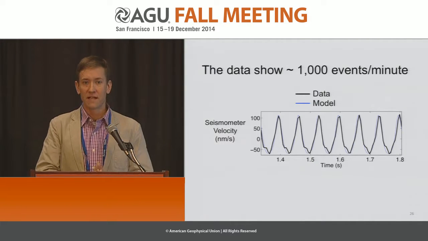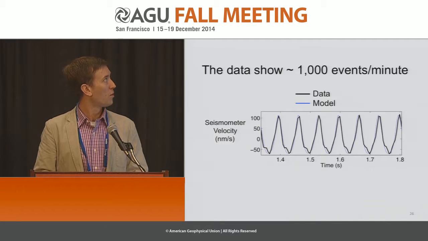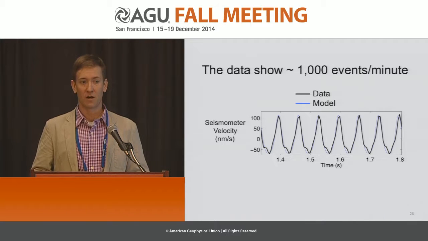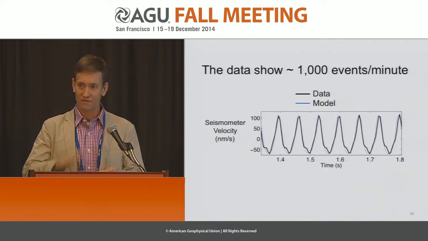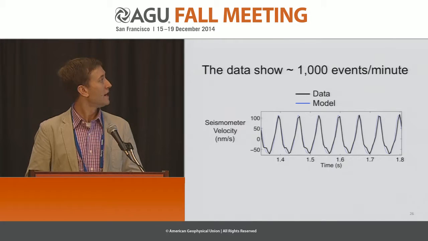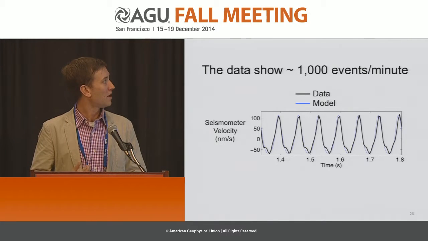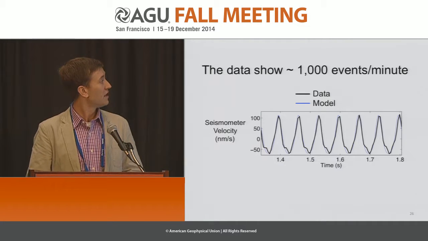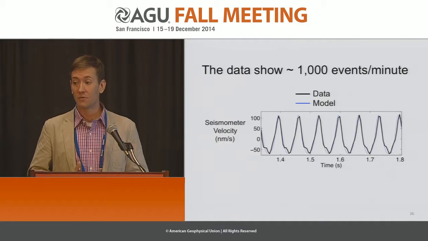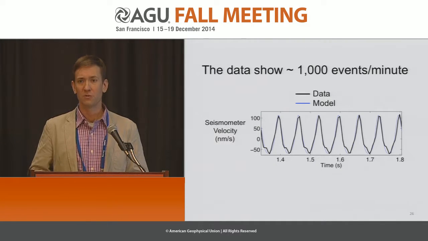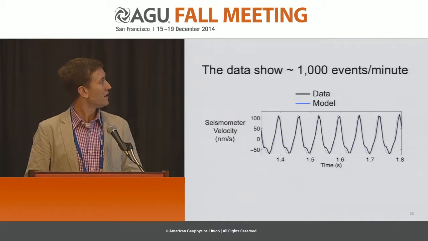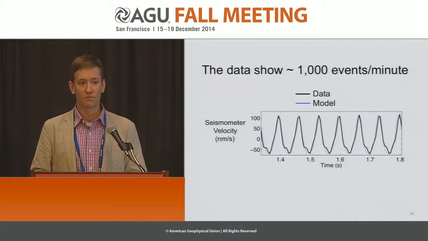So again, just to hammer home what we think we're seeing here. The data show on the order of 1,000 events per minute. These things are tiny and they are popping off incredibly quickly. When we zoom in on the data, which is filtered in the range from 1 to 50 hertz, we see this very nice repeating series of pulses that just goes on for minutes and minutes. It's a truly amazing seismic signal. And as you can see, our model captures this reasonably well.